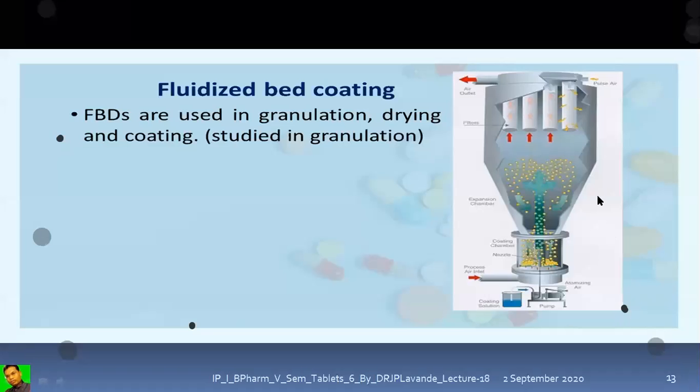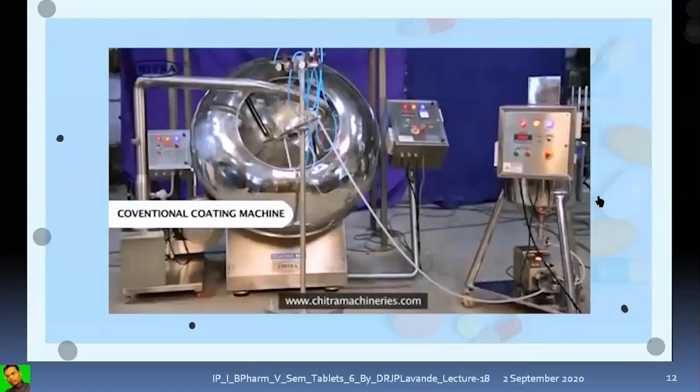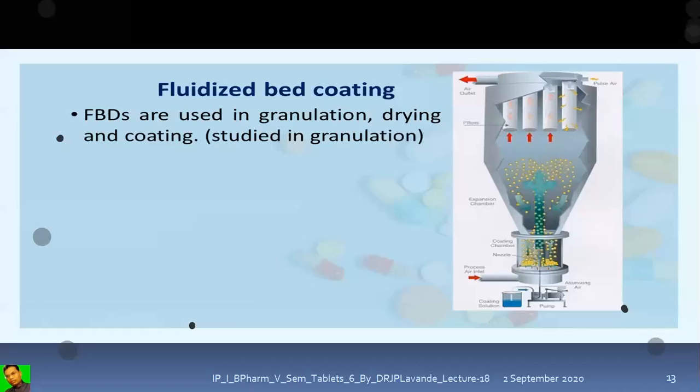Right. So this is the way by which the process of coating occurs in the conventional pan. This is the conventional pan, right? Now there is another method, which is the use of a fluidized bed. With the help of a fluidized bed also we can go for the process of coating of tablets. So FBD is used in granulation, drying, and coating, which we have already studied during the process of granulation.